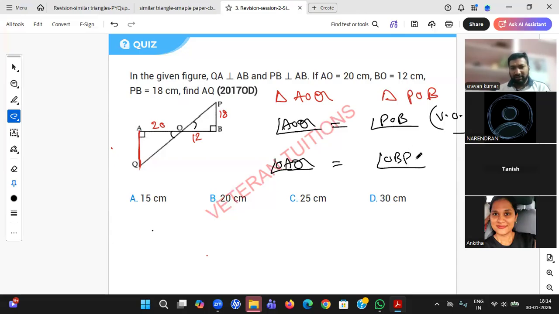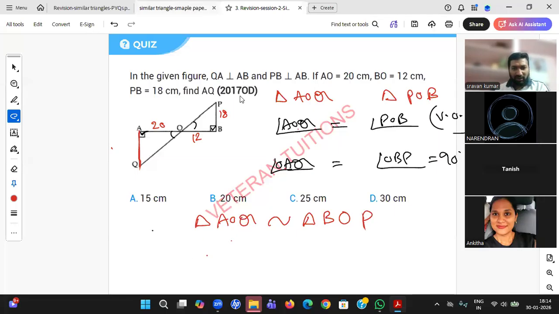Very good, student, because they both are 90. You see, this is 90, this is 90. So this angle is equal. By AA similarity, you can just say they both are similar. But please try to write the order perfectly. Whenever you're writing the order, check. When O is there, O should come. When A is there, B should come. So B. P, O, P. That's all.